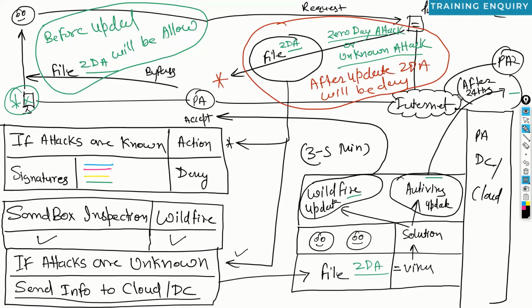So this is of your WildFire, that if there is any unknown attack in the market, you can get the update or signature of that attack within 3 to 5 minutes. Otherwise, if you don't want to purchase, definitely you will get the update of that attack as an antivirus update, but that update will come after 24 hours.